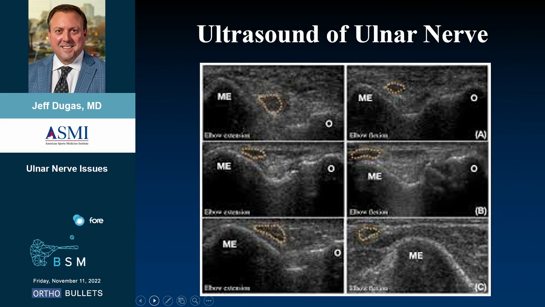And here's a couple of pictures of an ultrasound of an ulnar nerve, and you can see the medial epicondyle, and you can see where the nerve is subluxing anterior as they flex the elbow up.